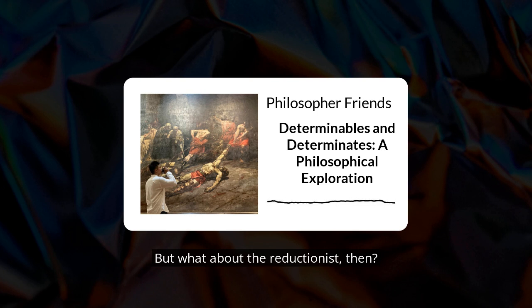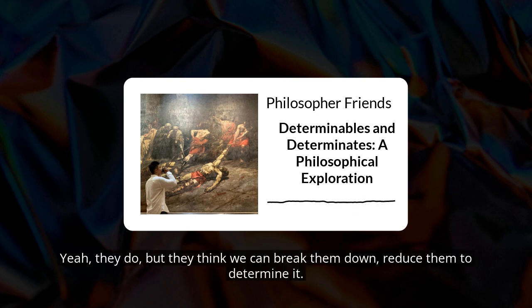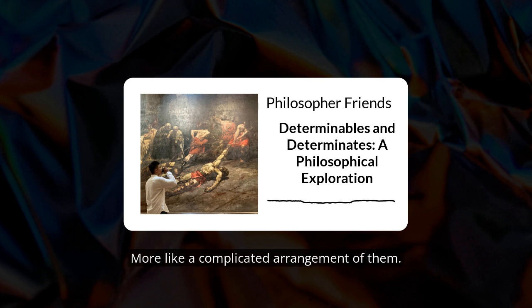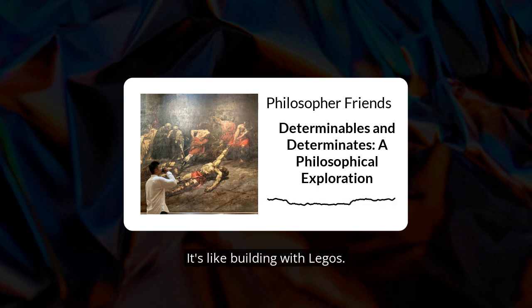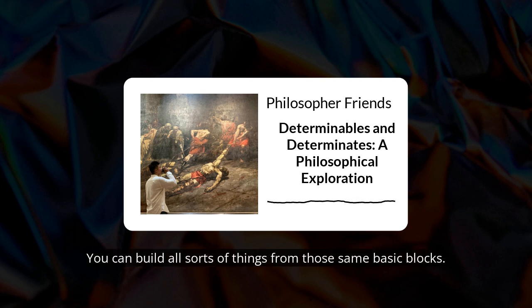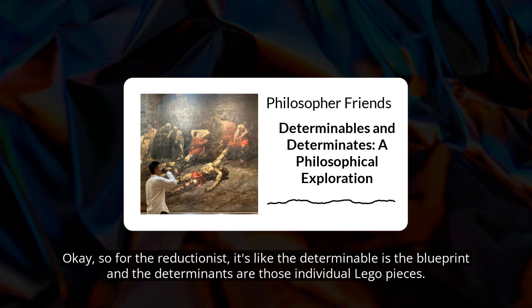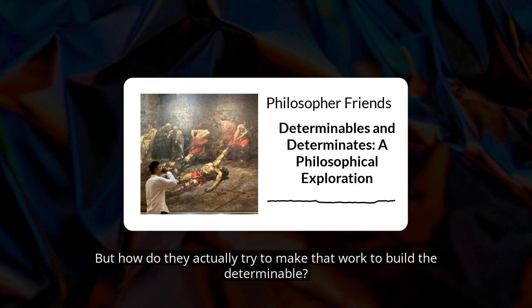But what about the reductionists then? Do they think determinables are real? Yeah, they do, but they think we can break them down, reduce them to determinates. They're real, but not a different kind of thing from determinates, more like a complicated arrangement of them. It's like building with Legos. You can build all sorts of things from those same basic blocks. I like that. Okay, so for the reductionists, it's like the determinable is the blueprint and the determinates are those individual Lego pieces. But how do they actually try to make that work to build the determinable?